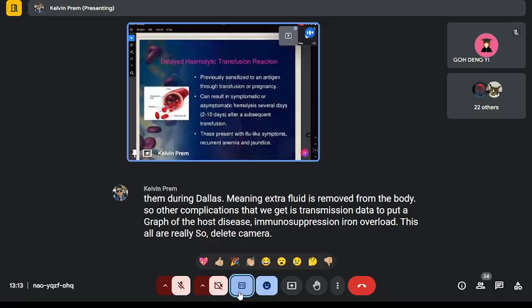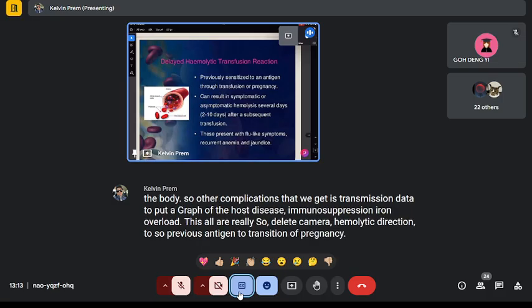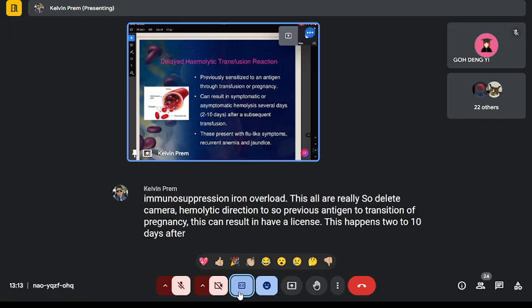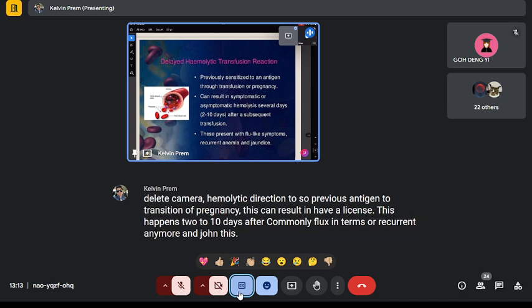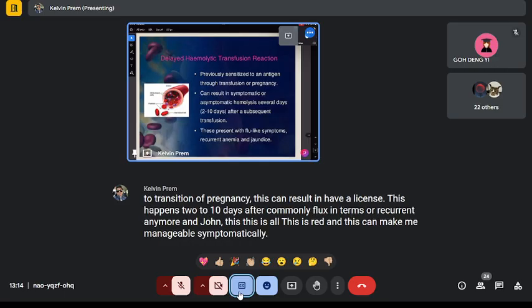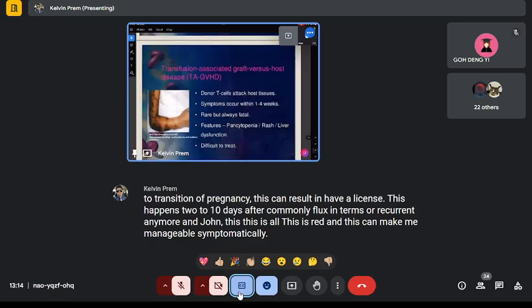So delayed hemolytic reaction: previous antigen exposure, from transfusion or pregnancy, can result in hemolysis. This happens 2 to 10 days after. Commonly there are flu-like symptoms or recurrent anemia and jaundice. This is rare, and it can be managed symptomatically.